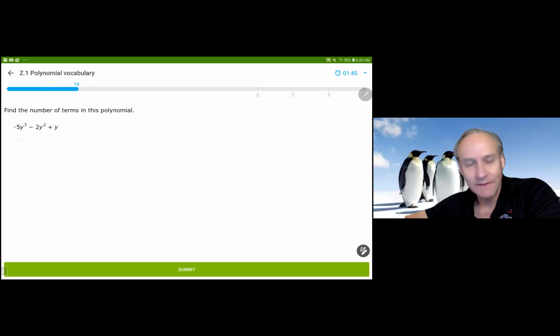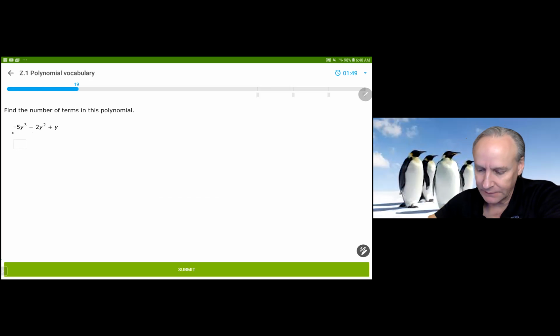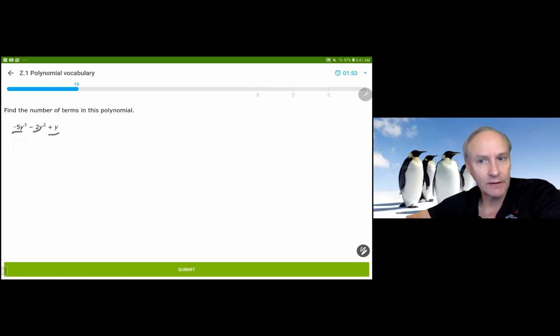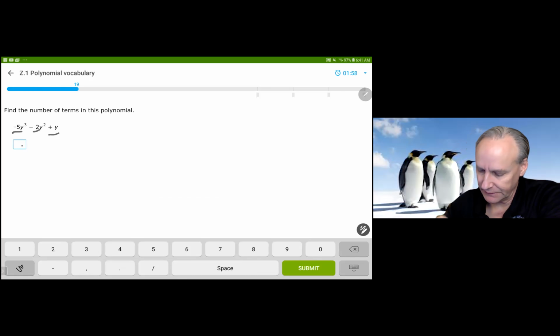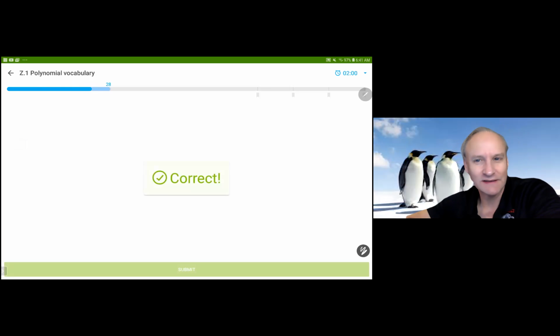All right, this is the number of terms. Now we've got it. So this one is a third degree, a second degree, and a first degree. But there are three things being added together. So there are three terms in this polynomial. That's what I get for not previewing, huh?